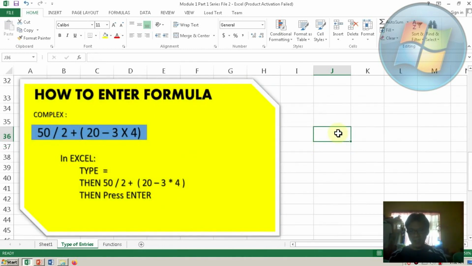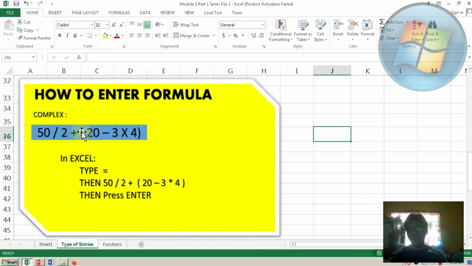Okay, so let's discuss another way of entering formula into Excel. Now this time we will use a complex type of mathematical expression. Now in this example we have symbols for divide, add, subtract and multiply. Then we have also parentheses. So in calculations, Excel will follow what we call precedence of operators. Now in this complex operation, we have a parenthesized expression involved in the formula.